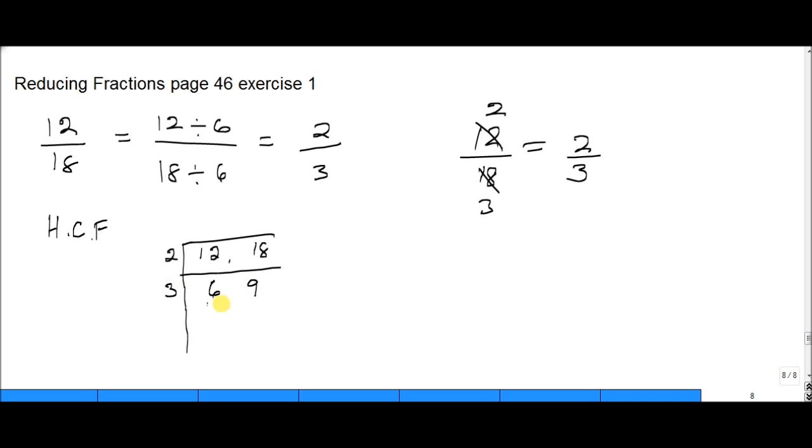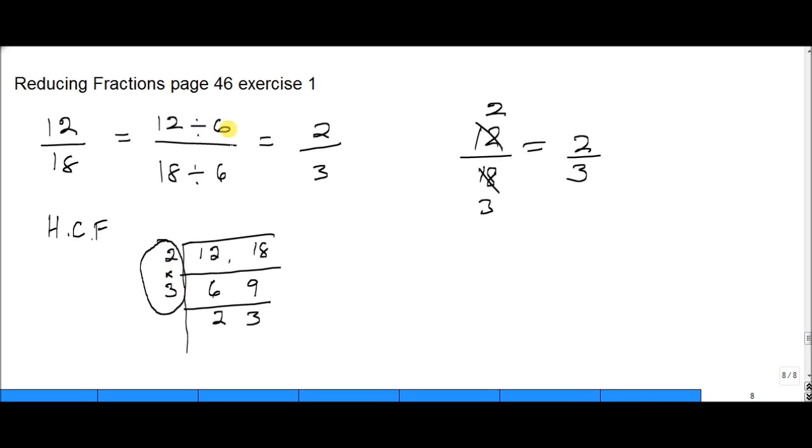3 could go into this, yes. 3 could go into 6 2 times, and 3 could go into 9 3 times. Now we cannot find a number that can go into both of these without leaving remainder. So we multiply whatever we have outside, and that would be our highest common factor. 2 times 3 would give us 6.